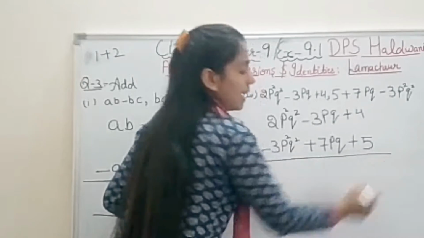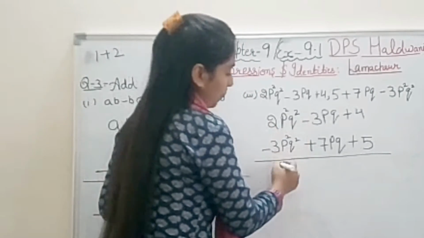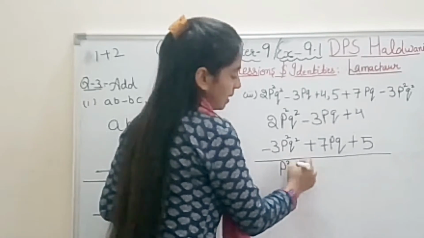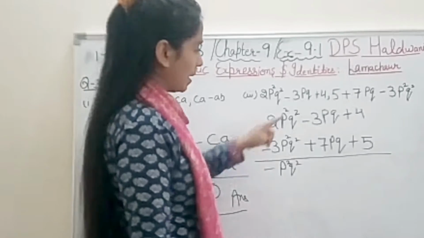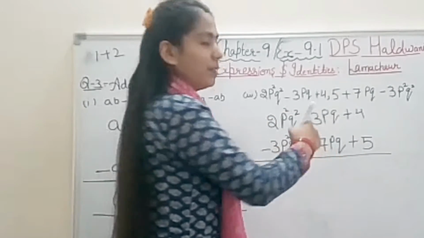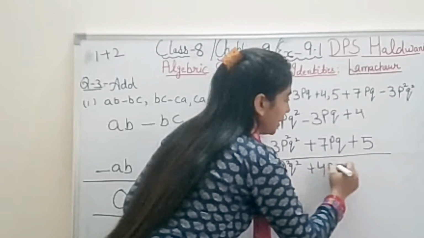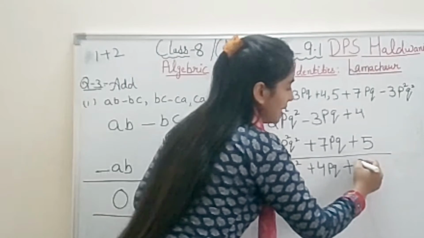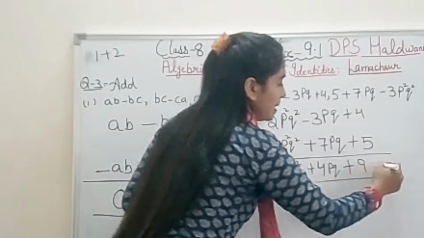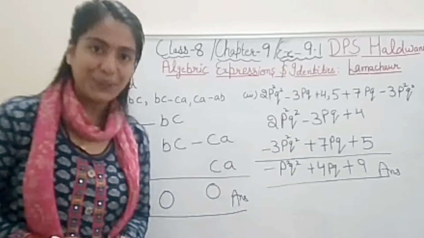Right student? Now it is addition. Start with plus minus minus 1 p square q square. Sign of the bigger digit, so there will be minus p square q square. Plus minus minus 7 minus 3 is 4, so plus 4pq. Plus 4 plus 5 is 9. It means this is the answer. That's it student. Very simple, no?